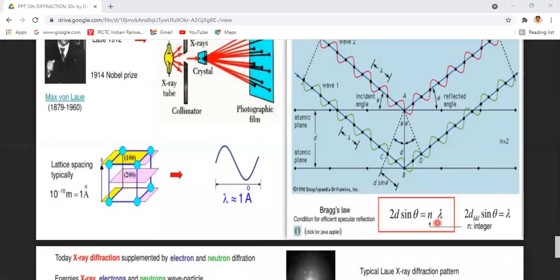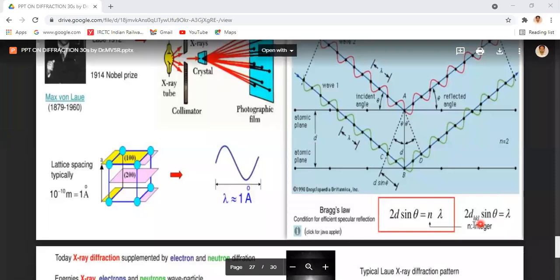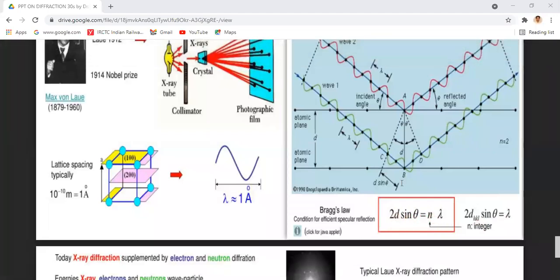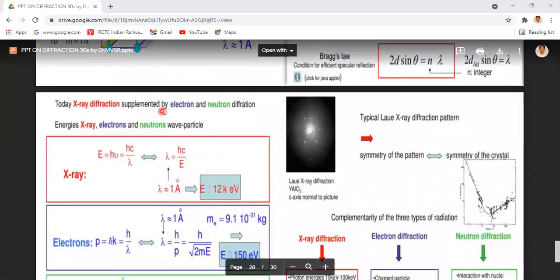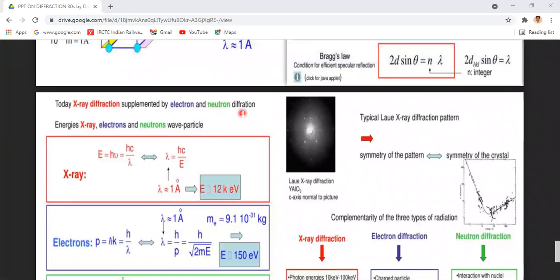2d sin theta is equal to n lambda. Already we have learned this in a previous class. 2d sin theta is equal to n lambda. Of course, its derivation is also there in this picture. Coming to 2D X-ray diffraction supplemented by electron and neutron diffraction. Not only X-ray diffraction, but also neutron diffraction and electron diffraction are there.